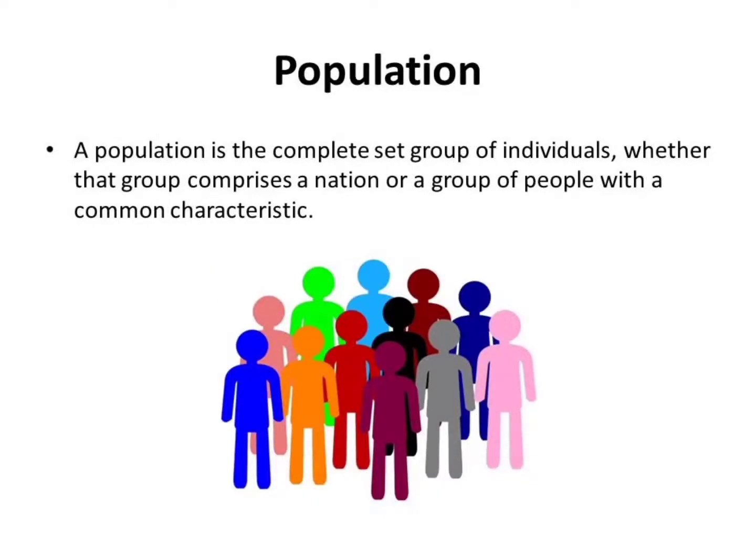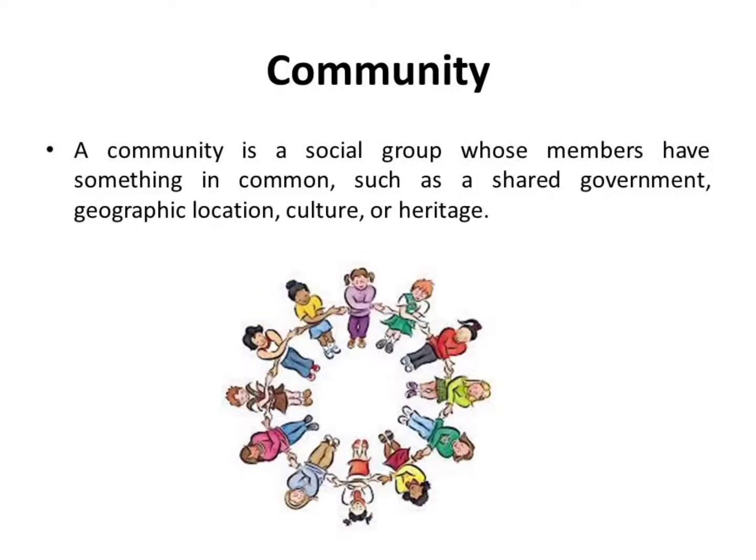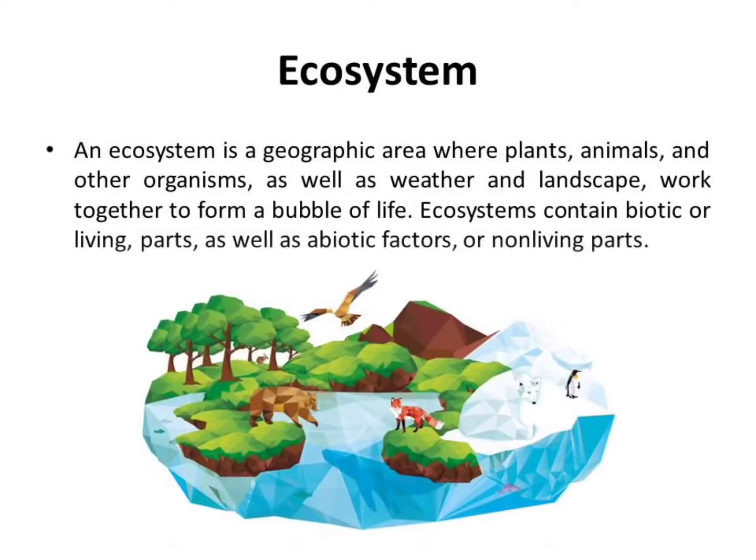Population. A population is the complete set group of individuals, whether that group comprises a nation or a group of people with a common characteristic. Community. A community is a social group whose members have something in common, such as a shared government, geographic location, culture, or heritage.